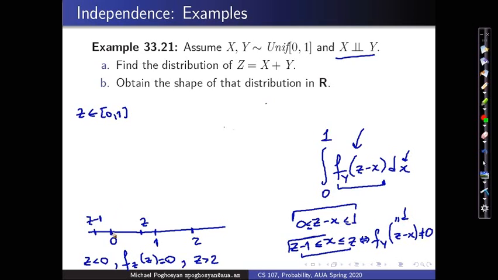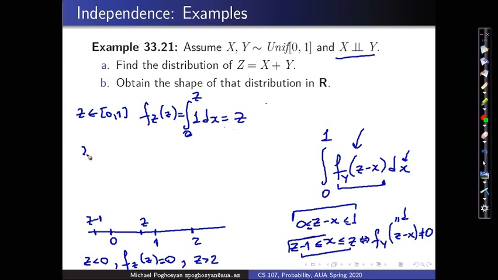But I am integrating, here my function is 1, but I'm integrating from 0 to 1. So I will integrate from 0 to z. So f_Z(z) is the integral. In fact, I am integrating from 0 to z because my f_Y is 0 here. So from 0 to z, 1 dx, and I will have z.